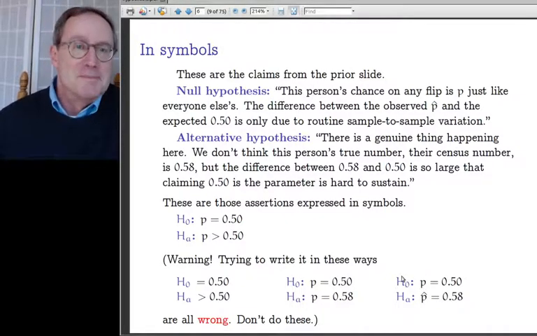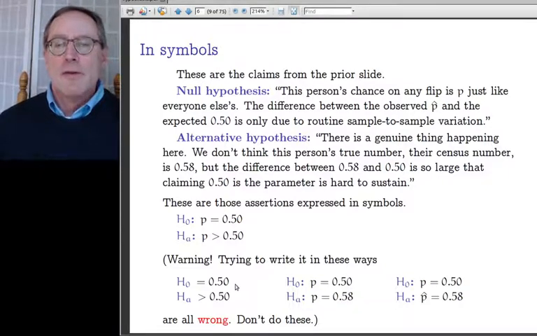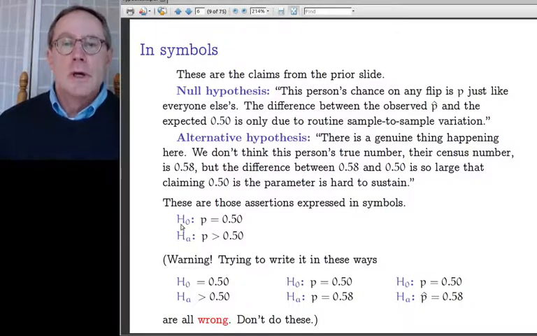Don't make them. Okay, first, do you see it says H naught equals 0.50? That's not right. H naught is an assertion. That would be like if you had John say something and Mary said something and you said John equals. No, that's not right. John says that p equals 0.50. So H naught equals, that's not right.